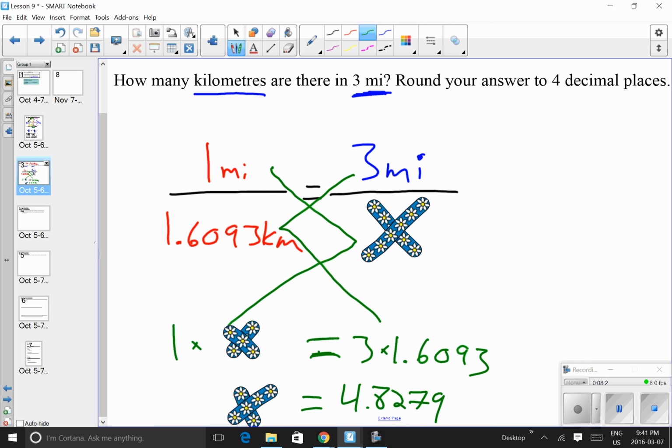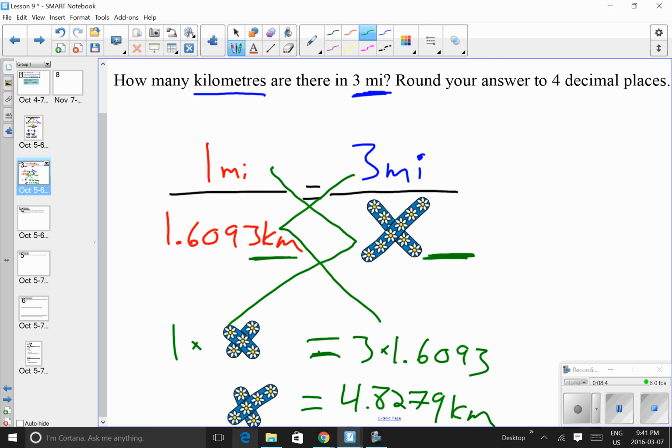4.8279. Now what is that? Is that 4.8279 miles, kilometers, cats, cows? Remember, whatever our unit was here on the bottom is the same as the unit is here. So that's going to be kilometers, which is what I was looking for.